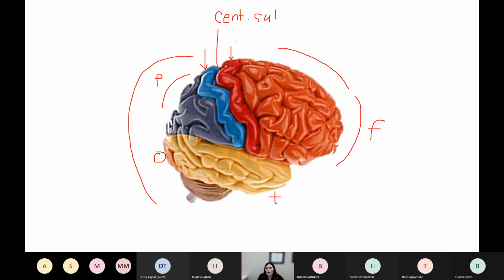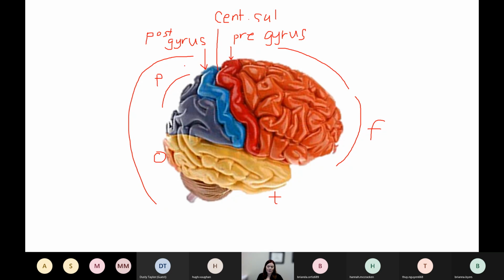In front of the central sulcus, we have what's called the pre-central gyrus. Pre means before. So the pre-central gyrus is before the central sulcus, and the post-central gyrus is after the central sulcus. If I'm going to ask you about the pre-central or post-central gyrus, I'm going to use this model that's color-coded, because it's the easiest for you to see.